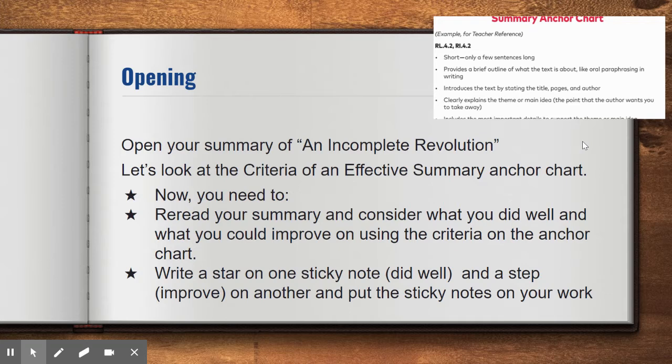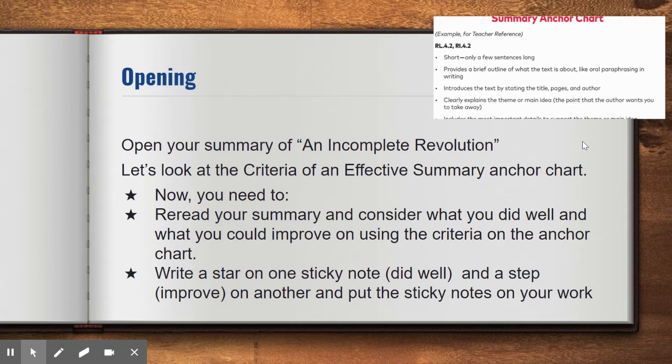Now, I have to tell you, I'm not sure where Miss O'Brien had her kids write this, but for An Incomplete Revolution, we read it in lesson 7, and we talked about it in lesson 8. So my plan, my kids, you probably wrote it on the back of page 34. Today I'm going to have you type it up.